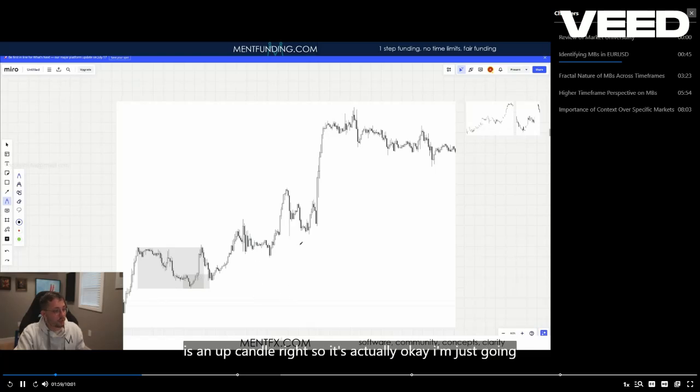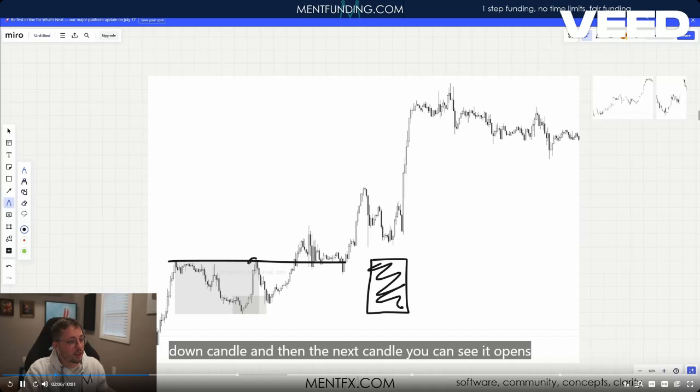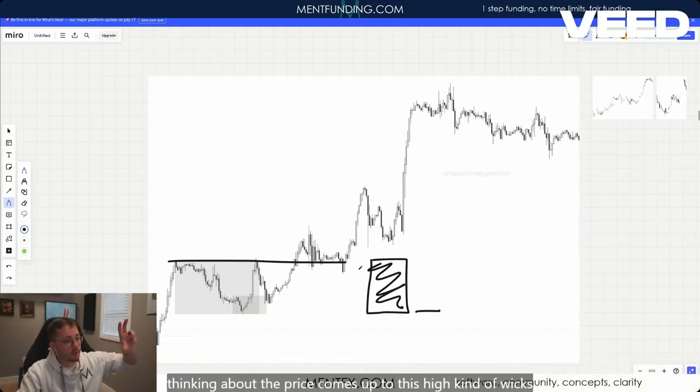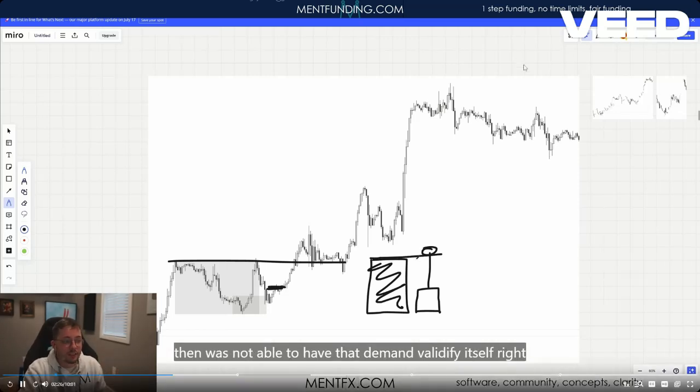So here, I'm just going to draw it next to it. If that's the high, you have that down candle pushed down. So that's just the low, right? There's that down candle. And then the next candle, you can see it opens, of course, down here, because that's how we're thinking about the price, comes up to this high, wicks through it, and maybe closes somewhere around here. So this candle might end up closing around there, but the wick looks like this, right? So this is one of those examples where an up candle might become the demand of a higher time frame because this one was not able to have that demand validify itself, right?